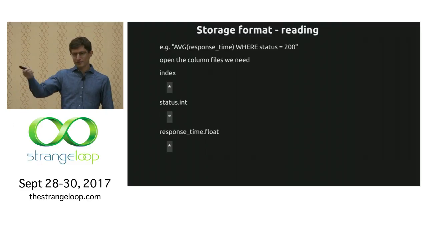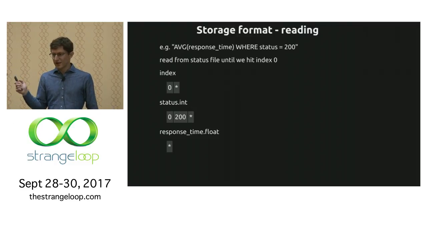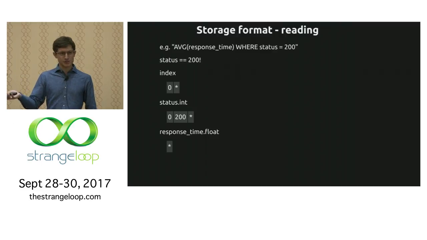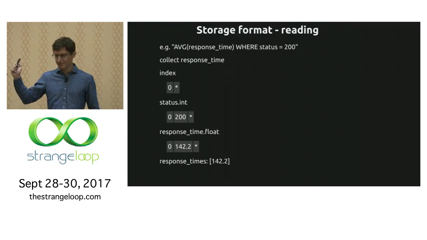And you can think of this star as like a file pointer. So we're going to be reading through these files. So the first thing we do is read an index to find out if there is an event to read. Well, we got an index, it's index 0. Now we need to check the filter. So we'll read from the status file until we hit that index 0 that we just read. Well, it just so happens that's the first value, so we get there straight away. Now we have the status value, we can check the filter. Does it match? Yes, it does. So we read from the response time file until we hit index 0 again. Will we find it? So we save that value for later, and we'll do all the calculation at the end.